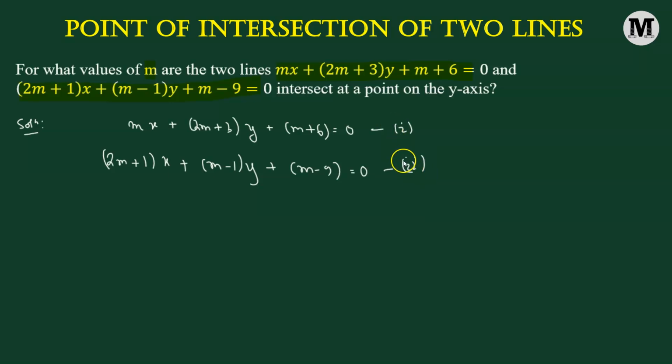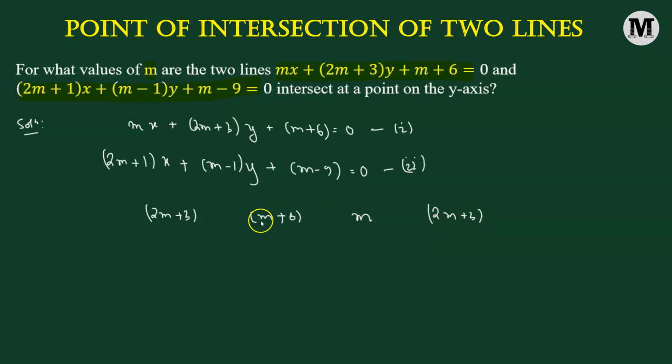First, we're going to find the common intersection of the two lines 1 and 2. Here we're going to use the rule of Sarrus. We start with the coefficient of y for the first equation, which is 2m plus 3. Then we go to the constant term, m plus 6. Then we come back to the coefficient of x, which is m, and again end up with the coefficient of y, 2m plus 3.